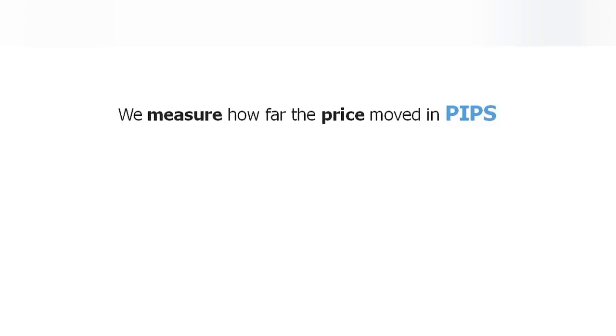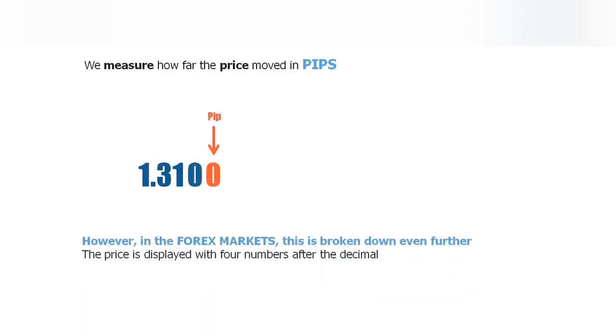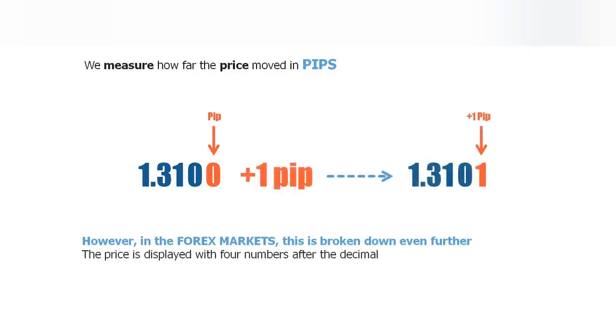You will find that we refer to pips throughout the lessons. We measure how far the price moved in pips. If you think of the exchange rate between the euro and the dollar, euro-US dollar, you only use 2 decimals, such as 1.31. However, in the forex markets, this is broken down even further, and we observe the price as 1.3100. The last number, the last zero, is the pip. If the value of that currency pair moves from 1.3100 to 1.3101, it has moved by a single pip.